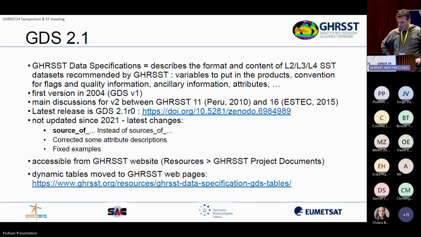So it's accessible, as I said, from the GHRSST website. It used to contain dynamic tables listing all the available GHRSST datasets, but it was never up to date. So we removed all these tables, and this is replaced by the catalog for the product list and by dynamic Excel tables for other codes like areas and the acronyms for the producers and so on.